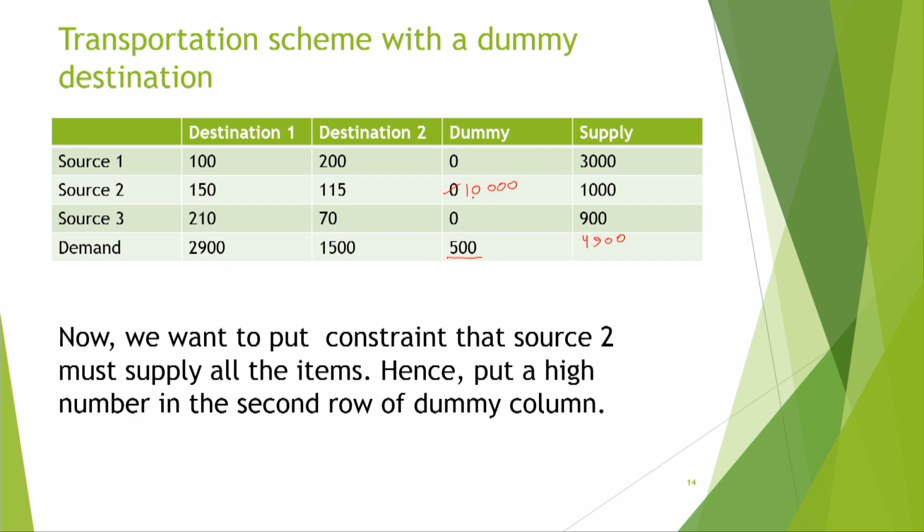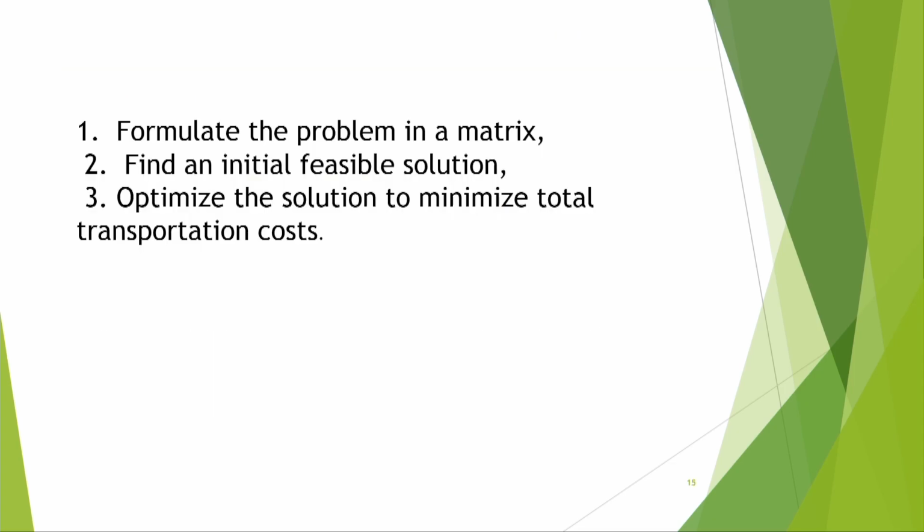So if we put this, automatically source 2's items will not be assigned to dummy. Naturally it will be assigned either here or here. That means source 2's everything will be sold out, its 1,000 pieces will be sold out. So that is how we can adjust that type of thing, whatever we want. Now, if you have put 10,000 here, the tendency will be that nothing is assigned here.